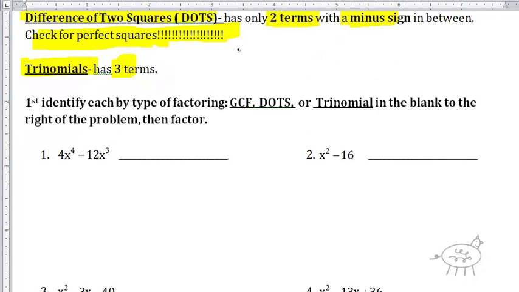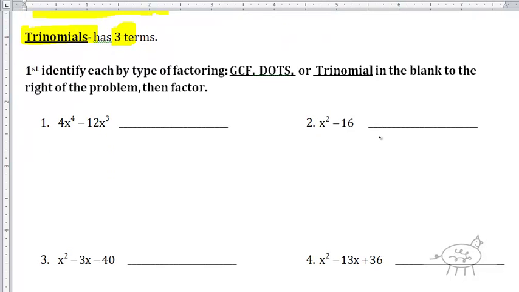It says, first identify each type of factoring, either greatest common factor, difference of 2 squares, or trinomial in the blank to the right of the problem, then factor. You look at this problem, and you have 2 terms. Is it difference of 2 squares? No, but you always look for GCF first. This is always number 1. You have to look for the greatest common factor before you do anything else.